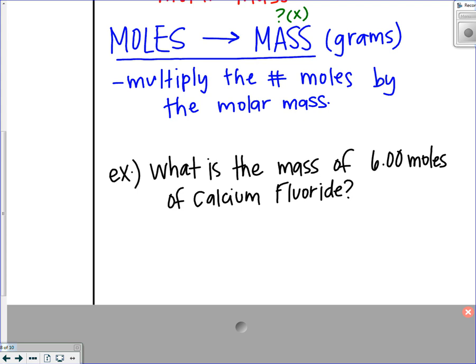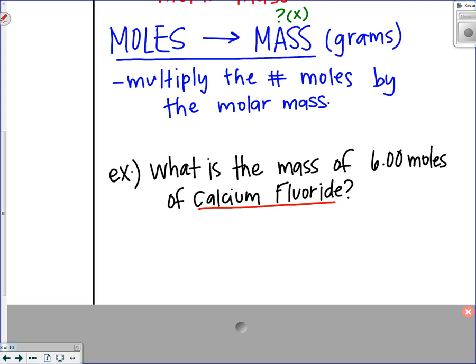I told you that you're going to have to use the molar mass, but I don't have a chemical formula in here yet. I've got a chemical name, calcium fluoride, but that's not a chemical formula. So I need to first write that as a chemical formula so that I can figure out what its molar mass is.